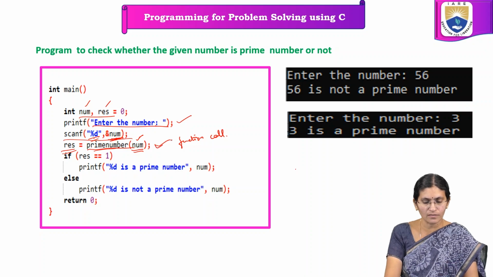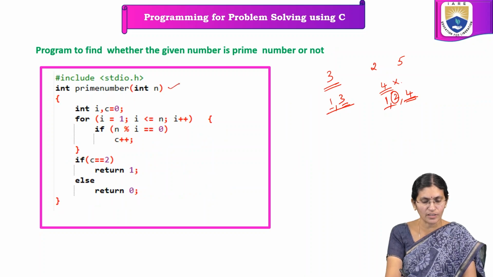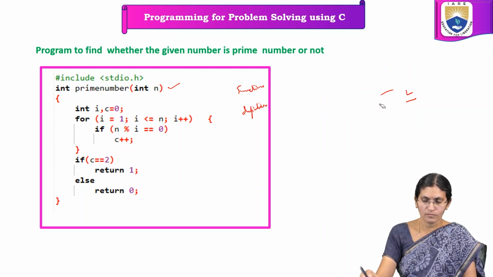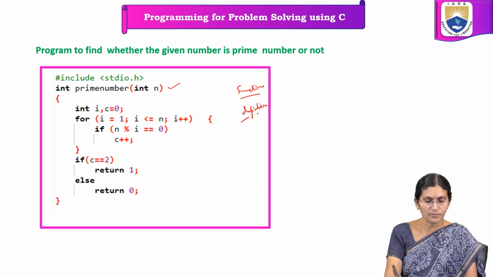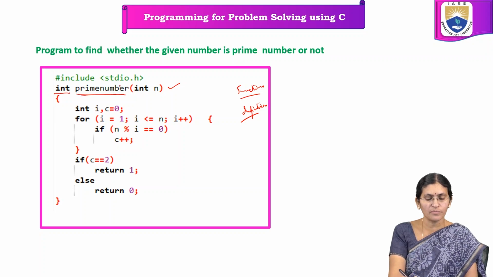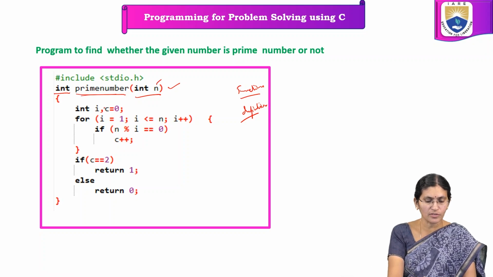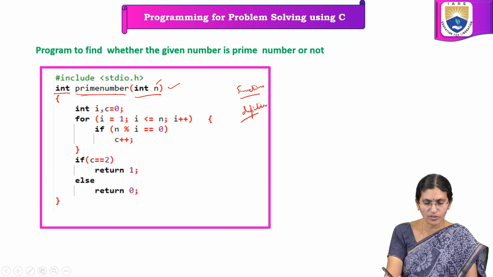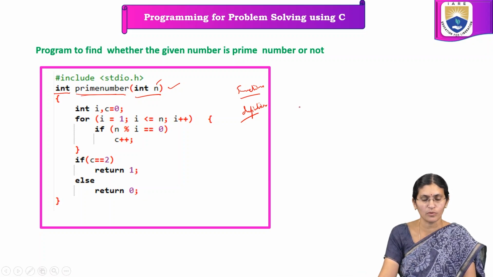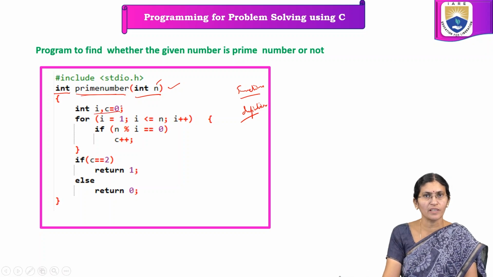Here, when the compiler sees this line, the control is transferred here. This is the function which we have defined, the function definition. This is how we define a function: the return type, the name of the function, and inside the parentheses we write the data type and the parameter name. Inside the function, we have written the definition to check whether the given number is prime or not. We have declared two integer variables, i and c.